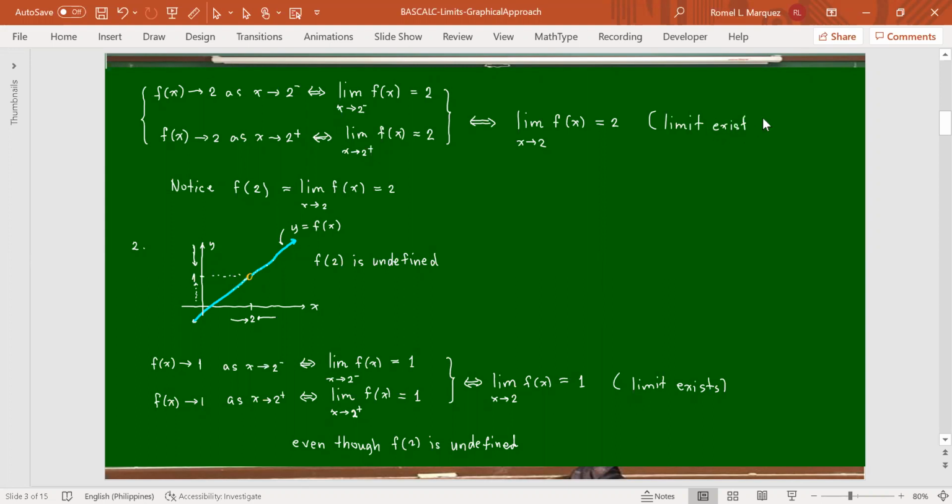Okay? So notice that you have the same linear function. If I actually put this as 2, they have the same limiting value, no? But in the first case, f of x is undefined. In the second case, it is defined. Is that clear, guys?